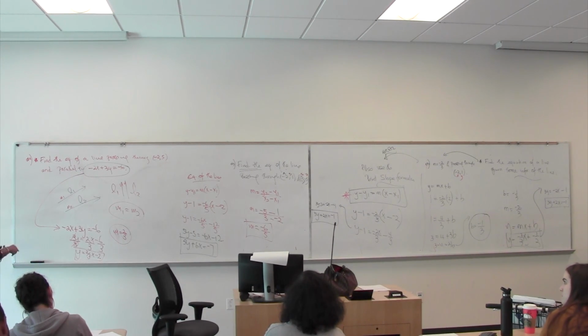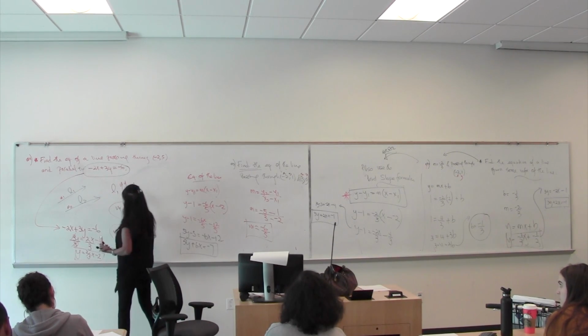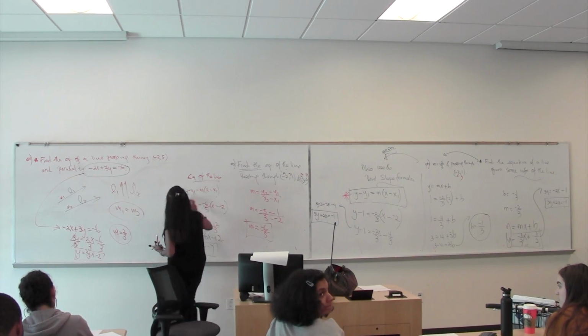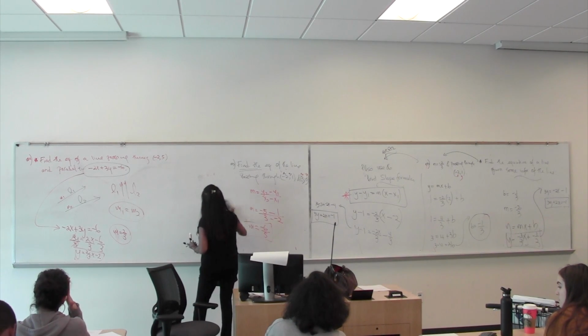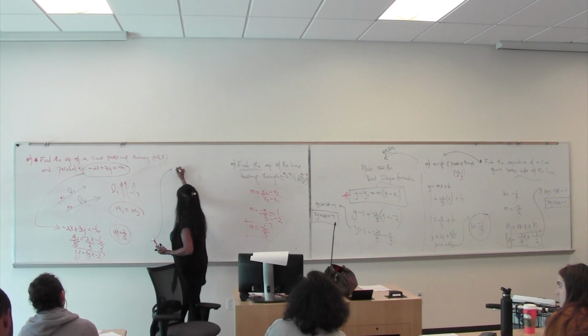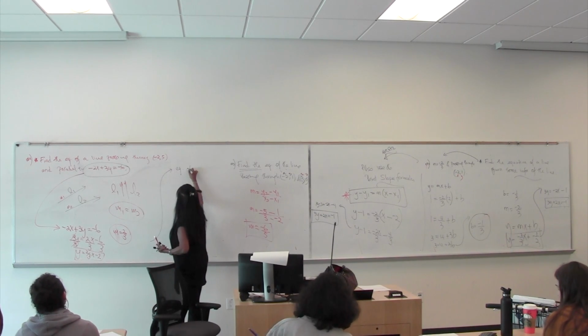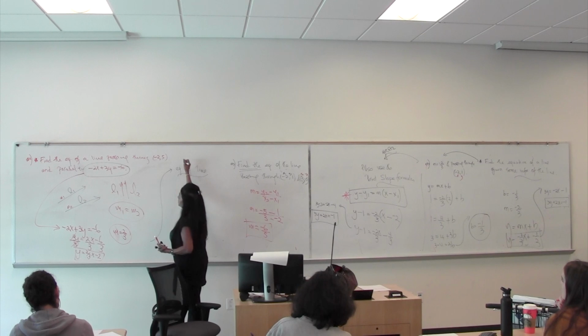But we should also know that if the two lines are parallel, then the slopes are the same. So now we can find the equation of the line that we are supposed to find. What's the equation of the line?